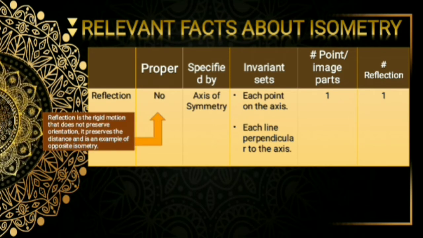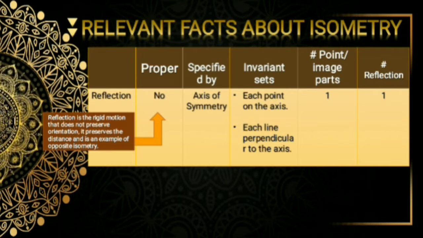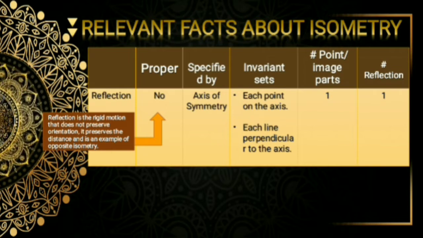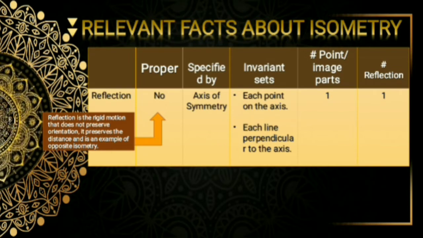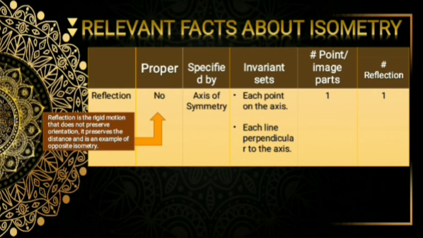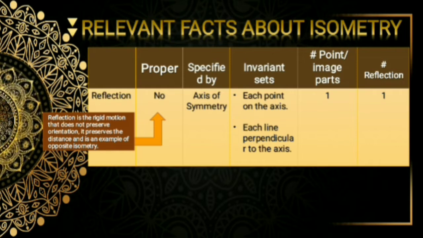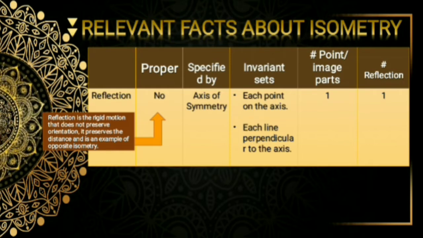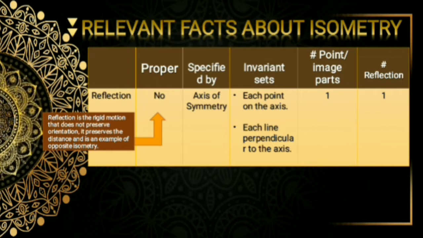It preserves distance, and is an example of an opposite isometry. The orientation changes in a reflection. Clockwise becomes counterclockwise and vice versa. Because reflections change the orientation, they are called improper isometries. It is easy to become disoriented by a reflection, as anyone who has wandered through a house of mirrors can attest to. So, reflection is not a proper isometry, and it is specified by the axis of symmetry.